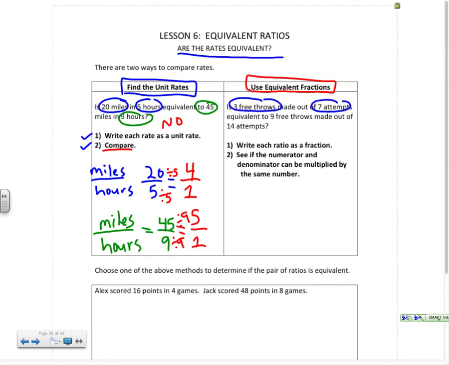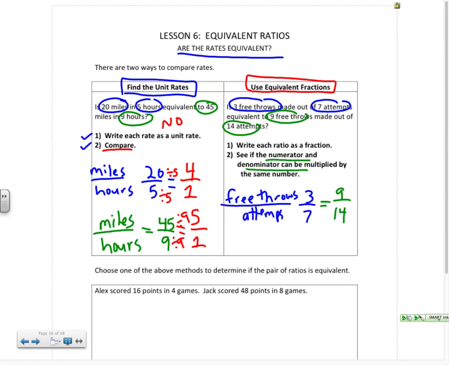Write each ratio as a fraction. So I'm going to write my words up here. Free throws and attempts. So 3 to 7, is that equal to 9 free throws out of 14? So I wrote both of them as a fraction, and I'm going to see if the numerator and the denominator can be multiplied by the same number.